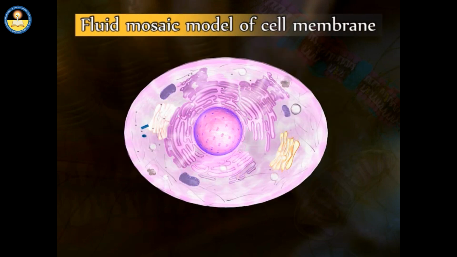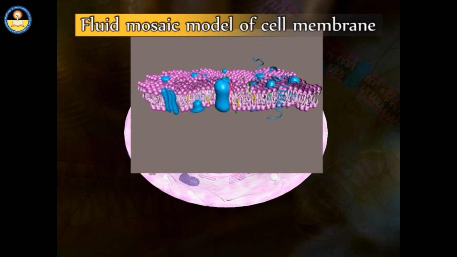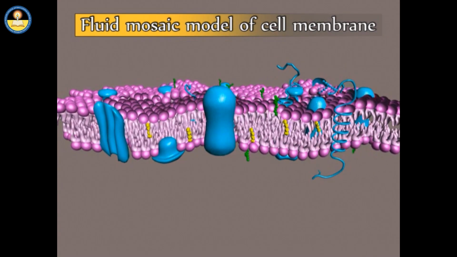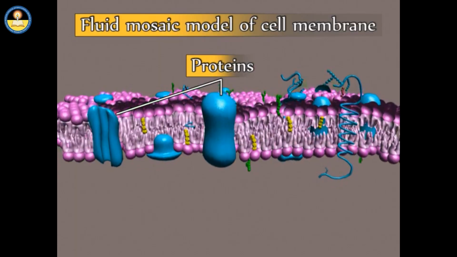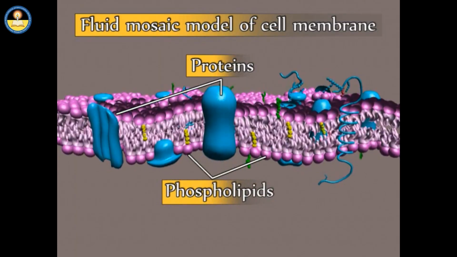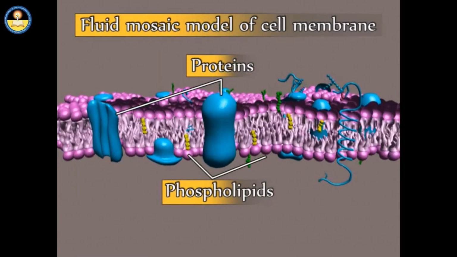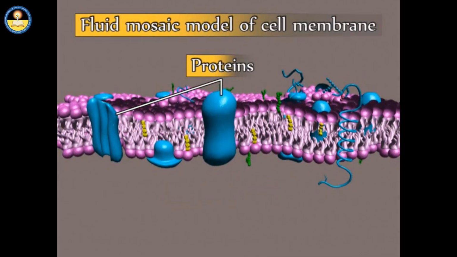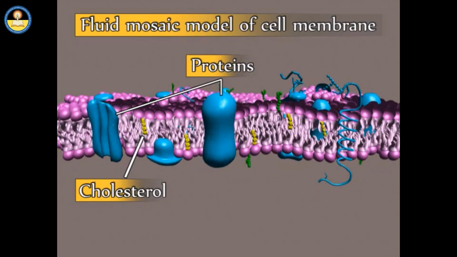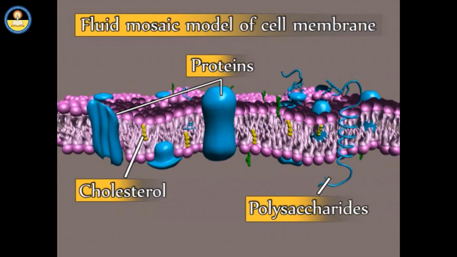A simple-looking cell membrane is actually a very complex structure. The cell membrane is primarily composed of a mix of proteins and lipids. Phospholipids are a major component of the cell membrane. They form a lipid bilayer that has proteins, cholesterol, and polysaccharides embedded in it.